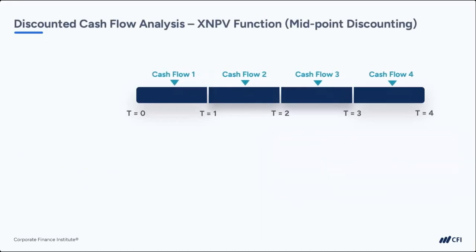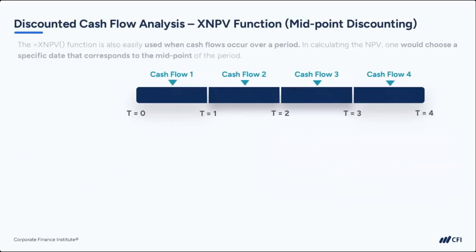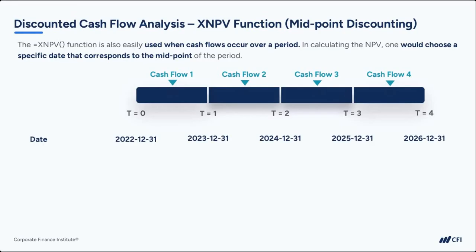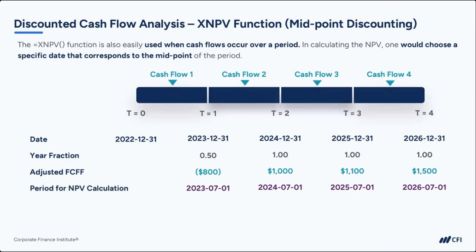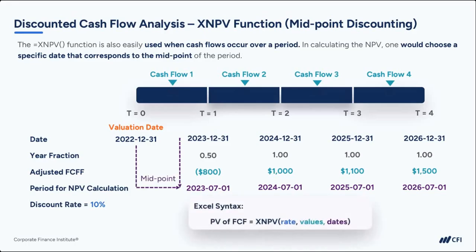Mid-period discounting can also be easily applied when using XNPV. The function syntax is the same. All we have to do is to adjust the dates to the midpoints of their respective periods. For example, with annual cash flows, the midpoint could be assumed to be July 1st of each year instead of December 31st. Now let's take a look at a related concept, the internal rate of return.